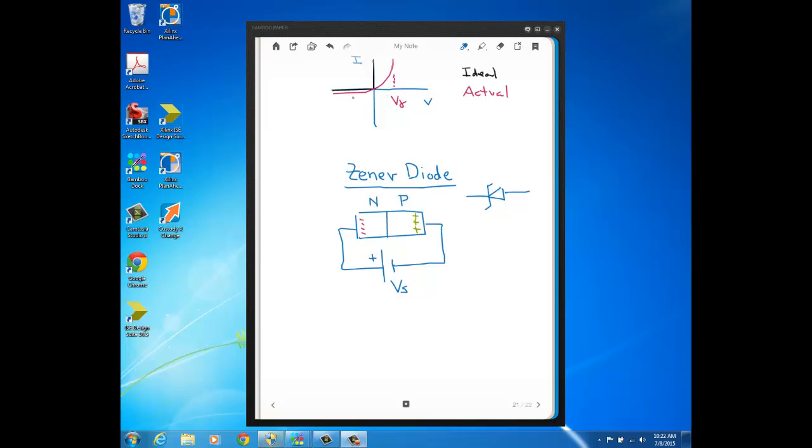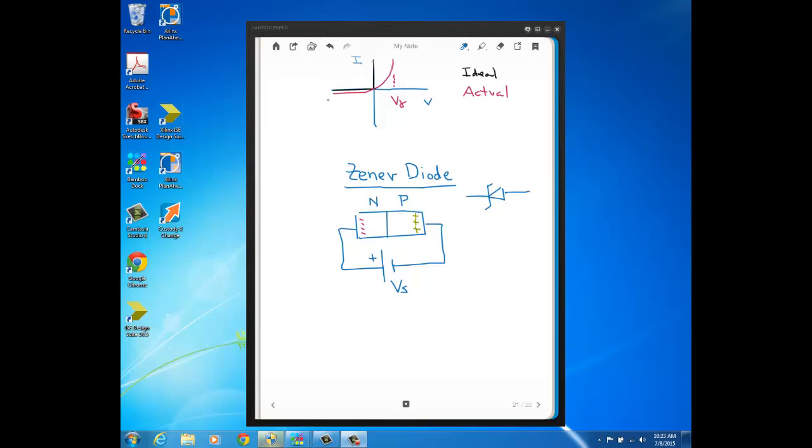And then in the reverse bias region, in the actual case, instead of 0 current, there's a very small amount of current. But again, in this class, we just assume that the actual and the ideal are the same on the reverse bias side. But what we haven't talked about is that there's something very interesting that occurs when the reverse bias voltage is relatively large.